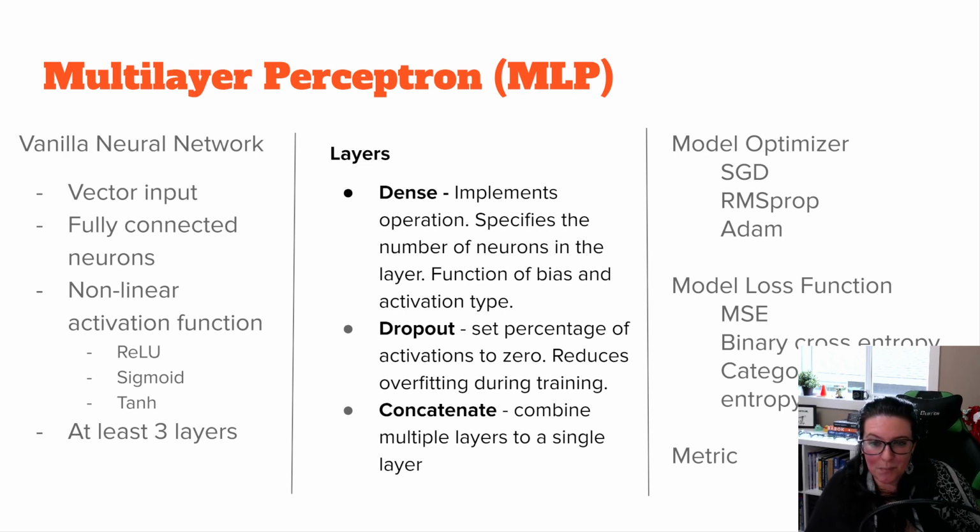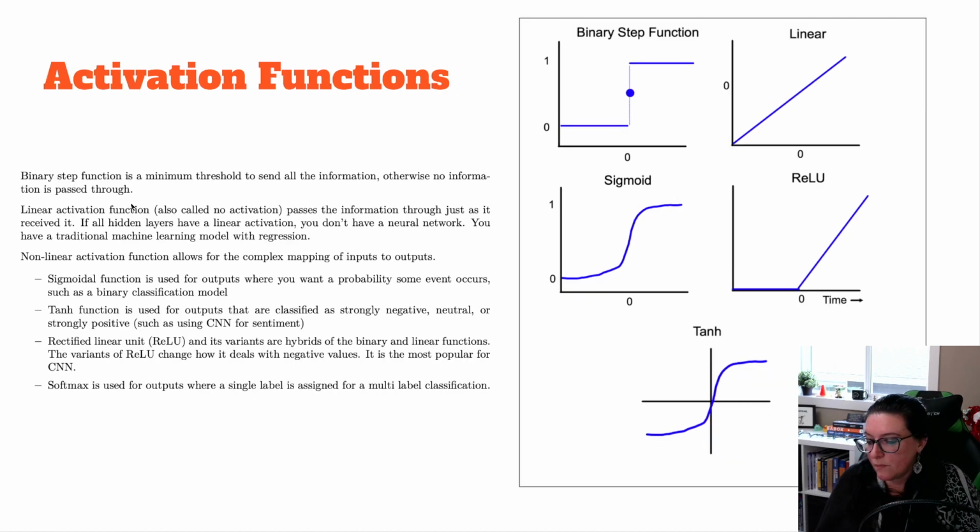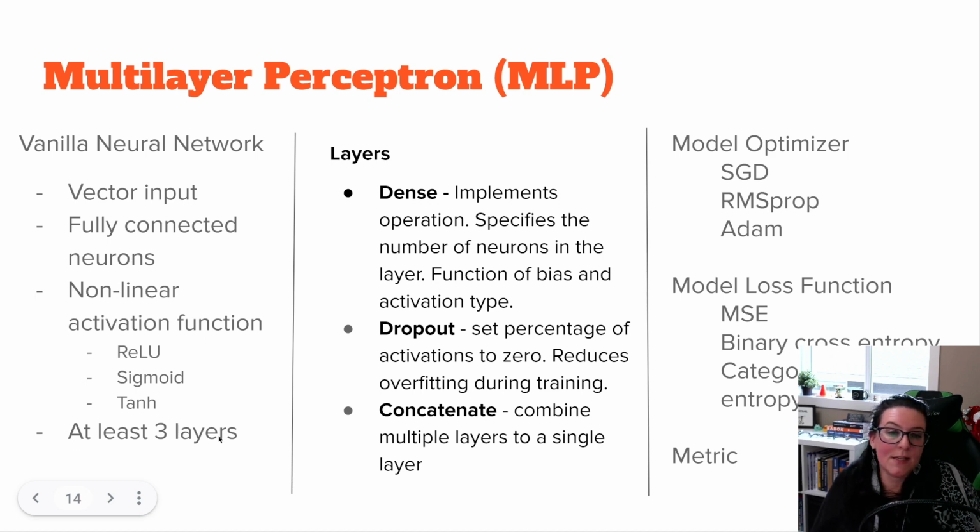So we have a vector input, with a number of variables like our multivariable regression. Here we have fully connected neurons, and then we have a nonlinear activation function. So again, ReLU in the middle, and then for our classification model, for a binary, we'll do sigmoidal, for example. And then you'll have at least 3 layers.